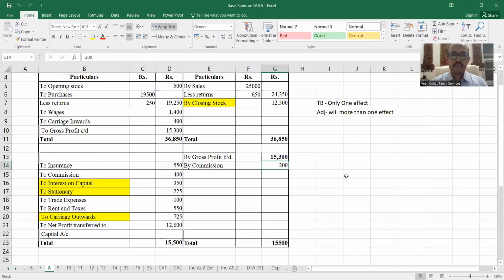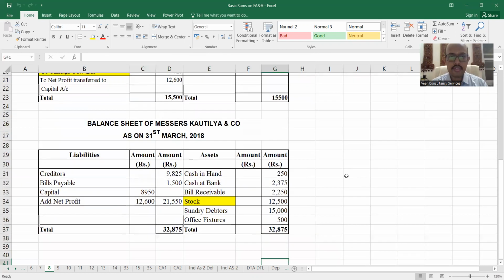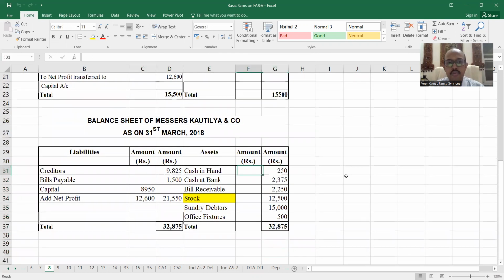It will come over here, 200 रुपए का. Once we have posted the items, we still have the balance sheet. यहाँ पे we have to post cash in hand, cash at bank, bills receivable. फिर ये अपना closing stock है, debtors and other and office fixtures. All these things are written on the asset side. Similarly, I'll have creditors, bills payable, capital.